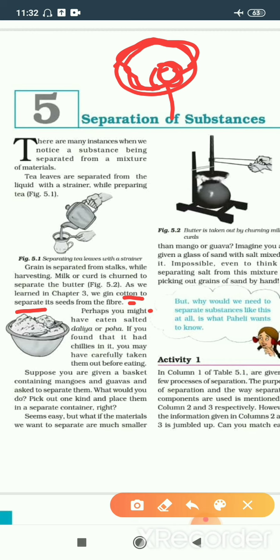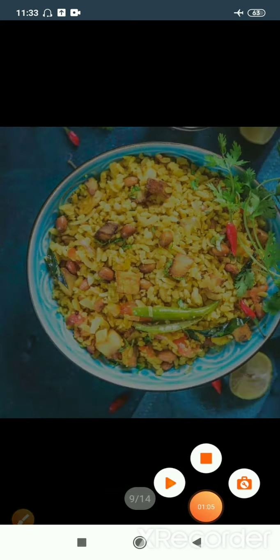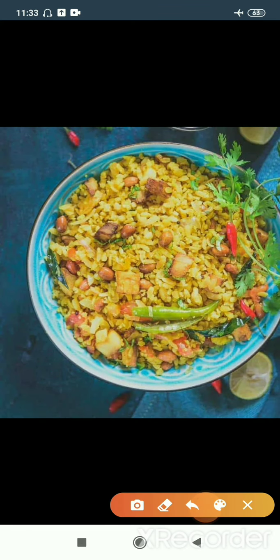Perhaps you might have eaten salted dalia or poha. If you found that it had chilies in it, you may have carefully taken them out before eating. So this is a very interesting example. Suppose you are eating some poha. You can see in this picture, and you do not want to eat these chilies.